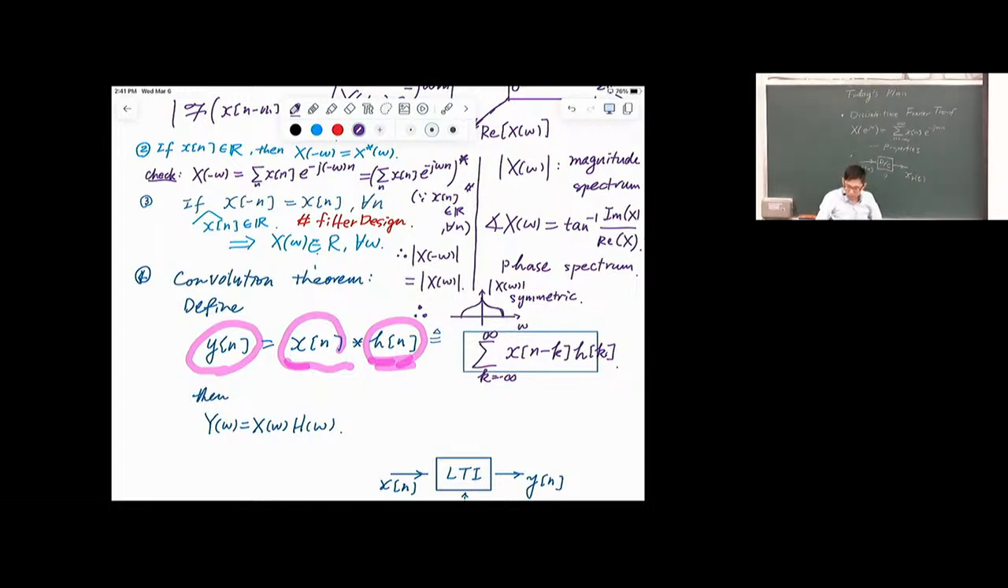And the notation is to use this symbol in the middle to denote this action, to denote taking this sum. Since k is a dummy variable, the result is a function of n. Okay, that's the definition of convolution.